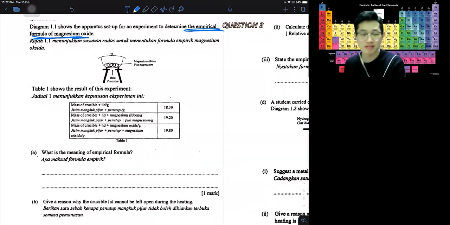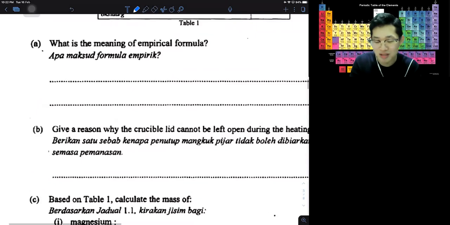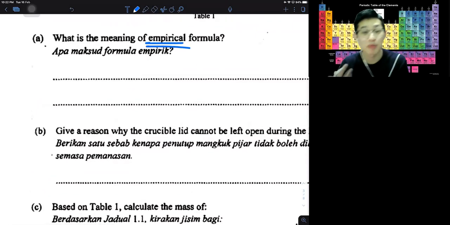What is the meaning of empirical formula? I also think that this question will come out this year.